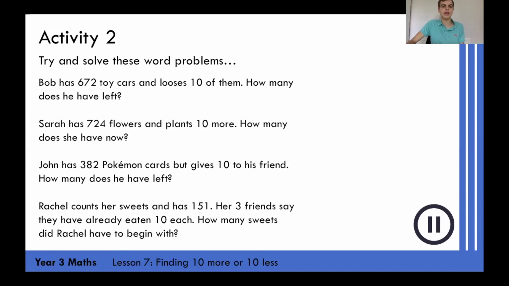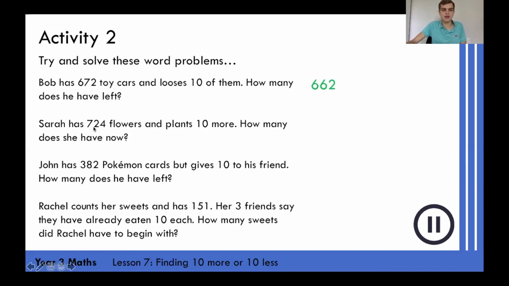Well done. Let's have a look at the first one. So we said the first one, Bob, he had 672 and he lost 10 of them. So we were taking 10 away. 672 has got 7 in the tens column, taking 1 ten away, 6 tens left, so 662. Well done.